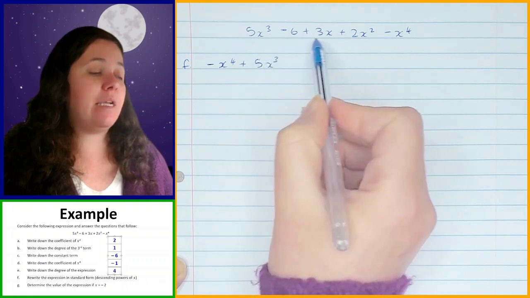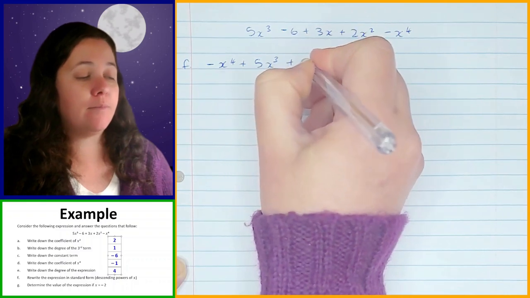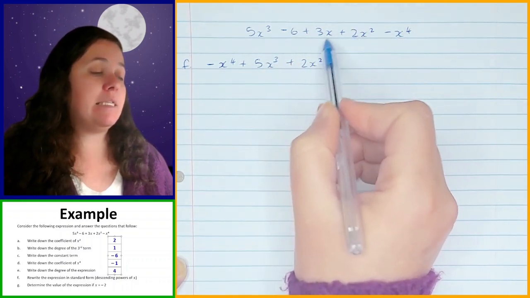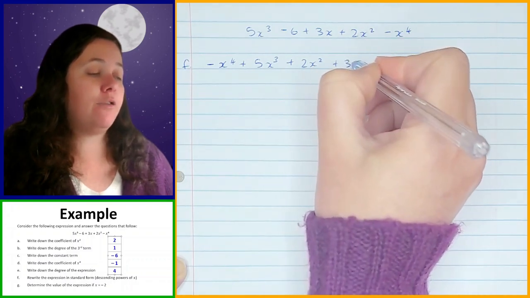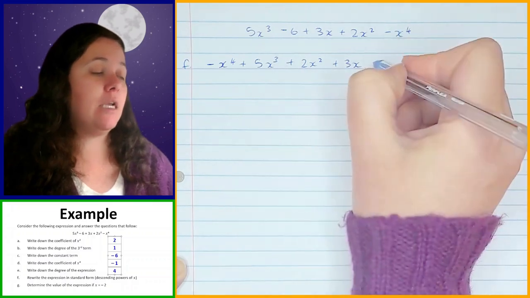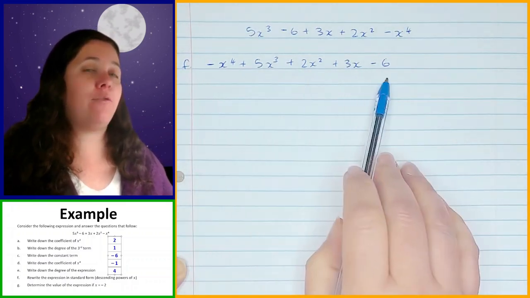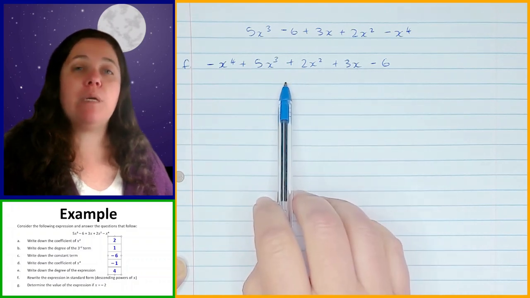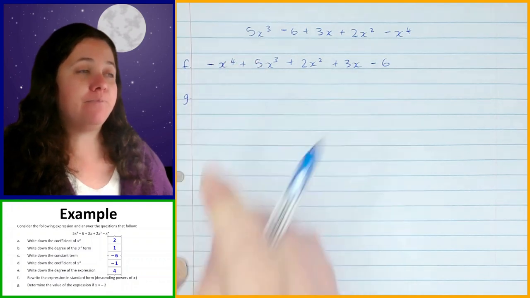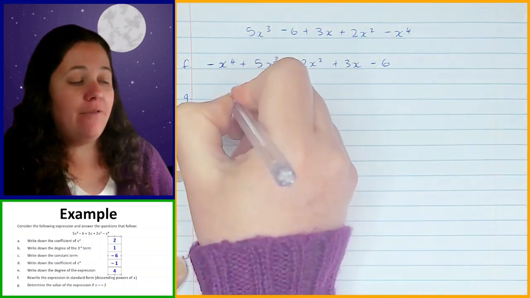Then I have to find the next one, which is squared. So plus 2x squared. Then the last one that has an x in it is the 3x. So it's plus 3x. And finally, I end off with my term that has no x in it, which is my constant, and that is minus 6. So that's what you should get for f, where you're writing it in standard form, which means writing it in descending powers of x.